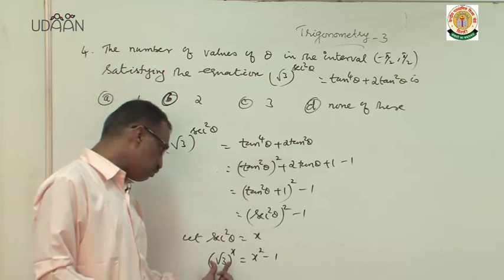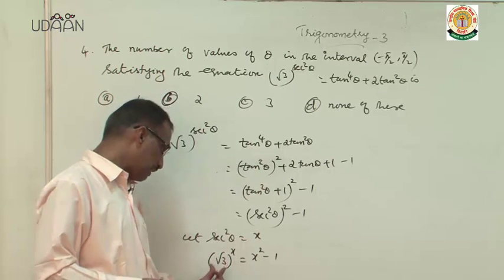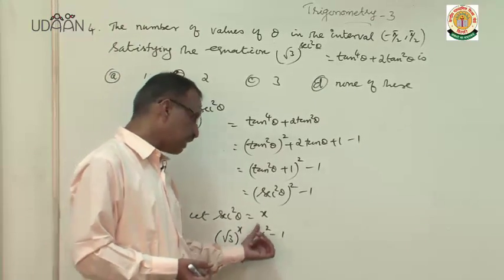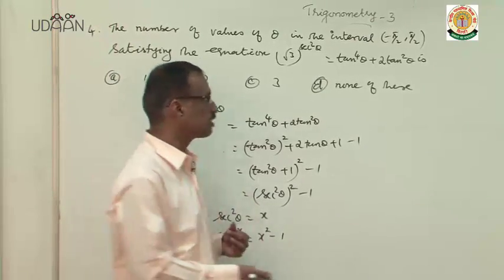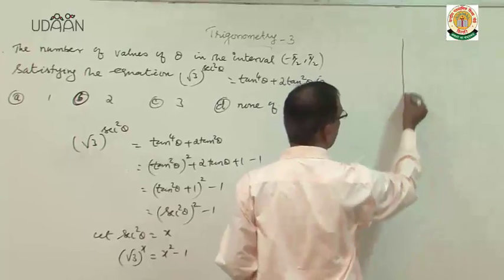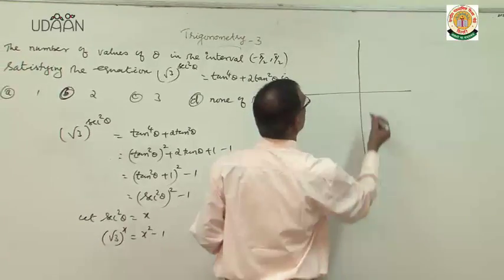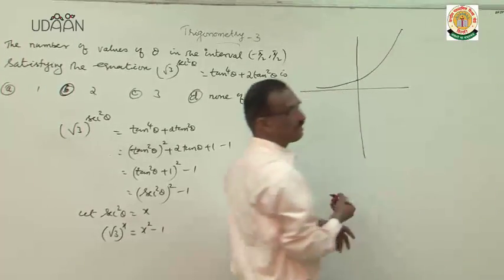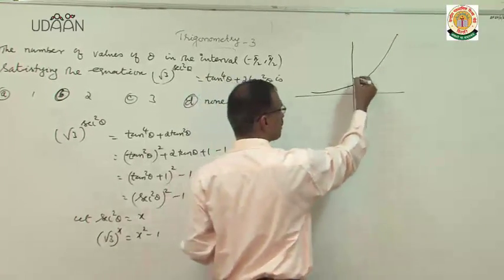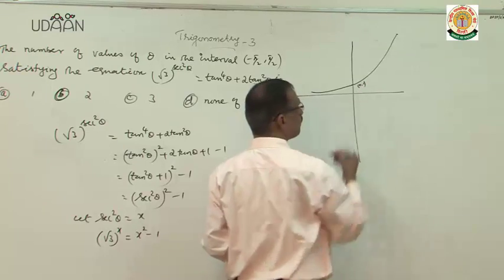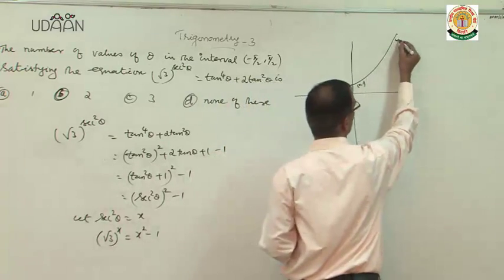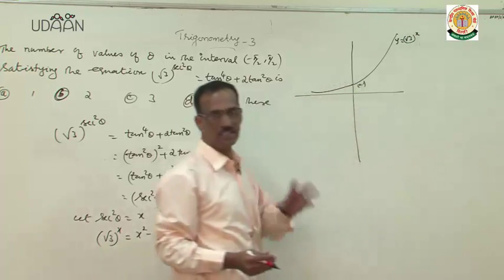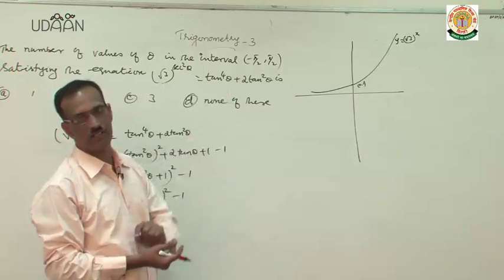So, now here two curves are there. One is y equal to root 3 power x, the another one y equal to x square minus 1. If you draw the graph of this, so root 3 power x, it goes like this, where it meets your y axis at 0, 1. It is your y equal to root 3 power x, that is e power x, a power x format.